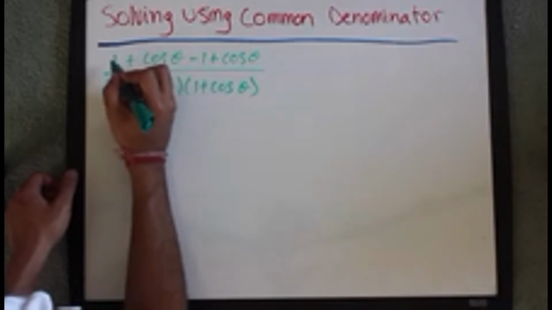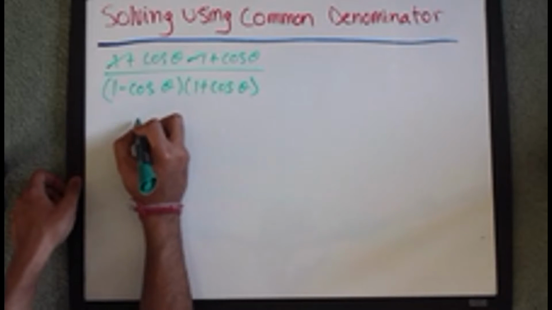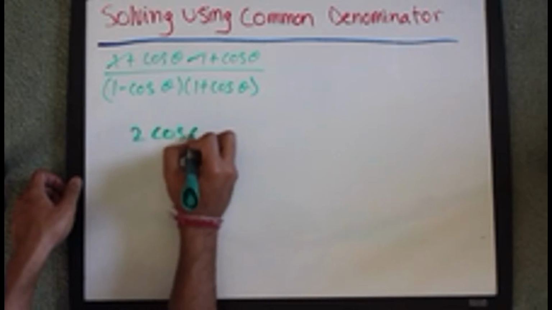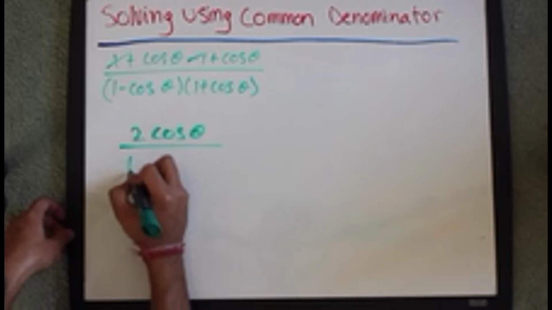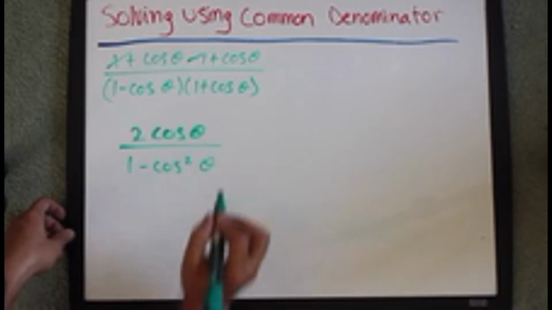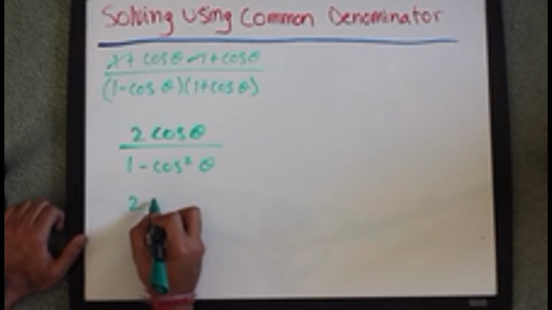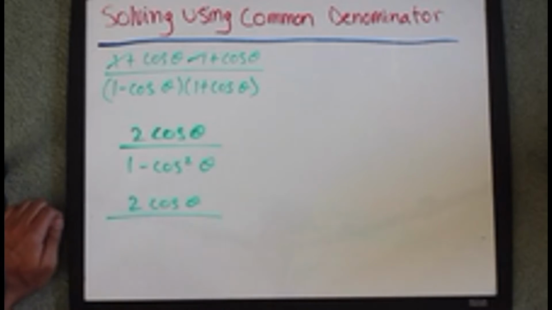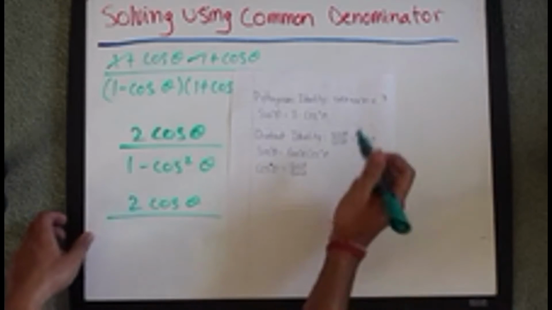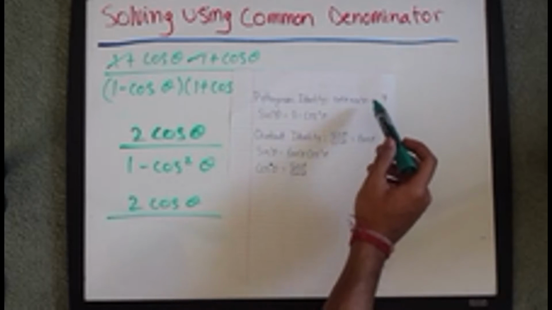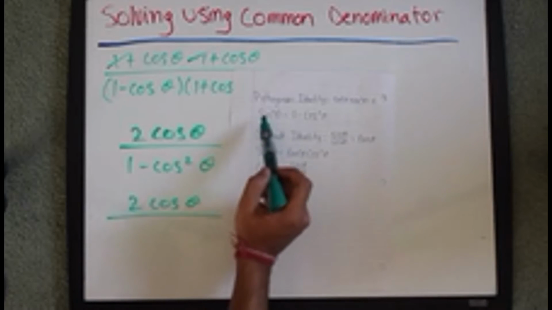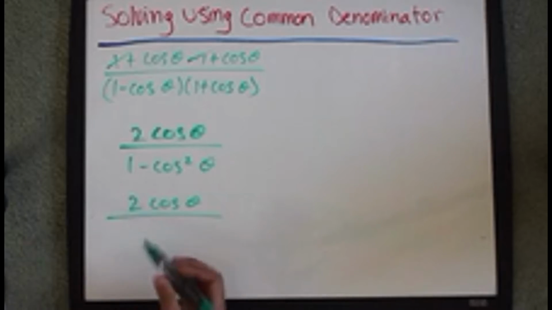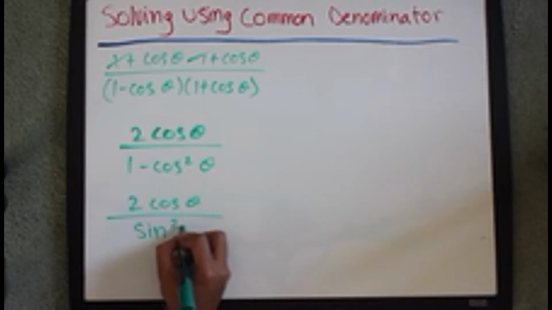Okay, so now we can cross out the 1 and the negative 1, so we're left with 2 cos theta at the top over, we can simplify this to 1 minus cos squared theta. At the bottom we can use the Pythagorean identity, sine squared theta plus cos squared theta is equal to 1. If we isolate for 1 minus cos squared theta, that's equal to sine squared theta. So at the bottom here we can write sine squared theta.